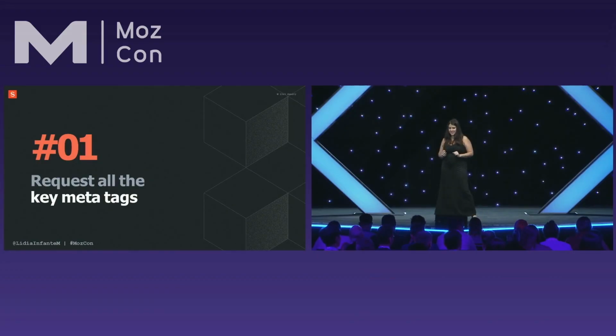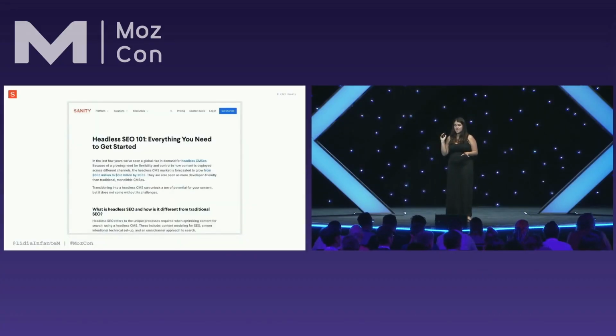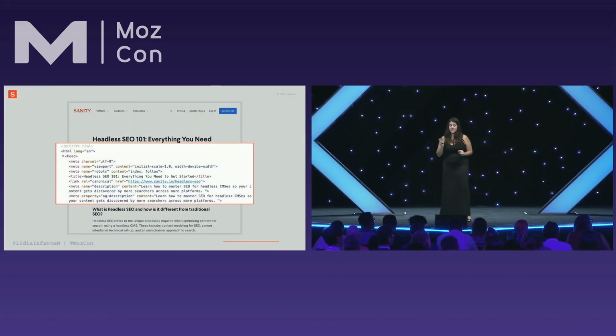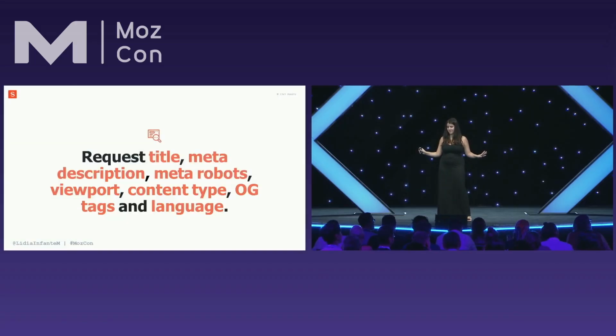Request all the key meta tags. We are absolutely spoiled with our technical implementations on traditional CMSs because we don't even have to think about it. But an article is going to have a bunch of code here in the head that we need to request specifically to our developers and fit within our content model. Otherwise, it's not going to be there.